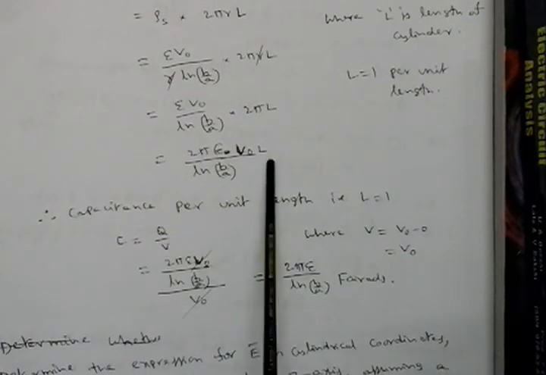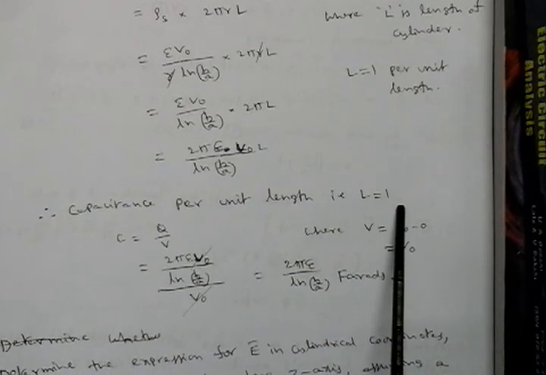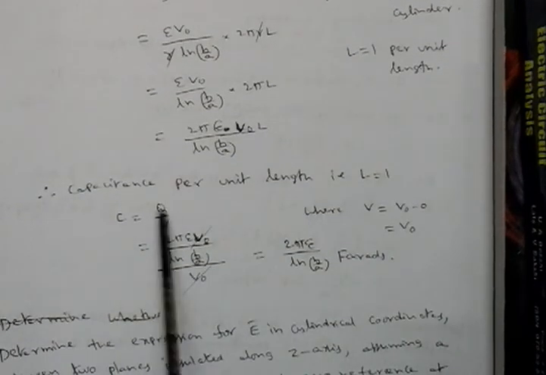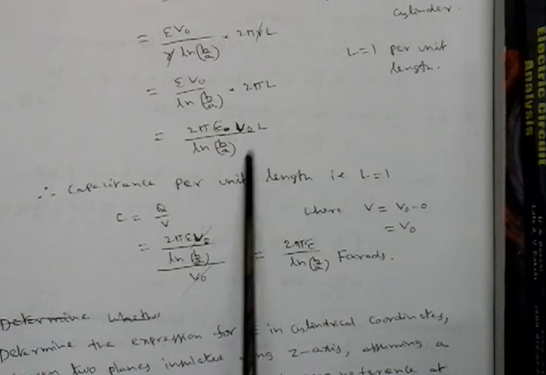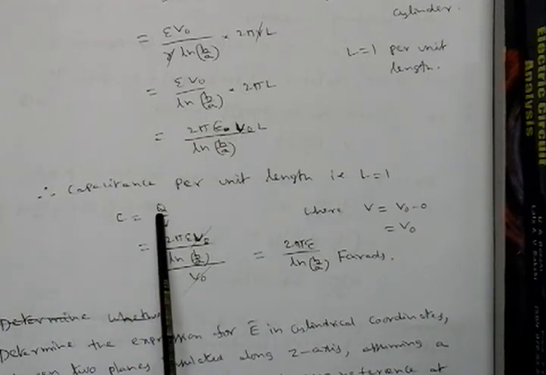Capacitance per unit length means we bring L to this side, Q by L. Let L be equal to 1 meter, however you want, we can write. So finally C is equal to Q by V. So Q is equal to this, in this L is equal to 1. Otherwise Q by L, that is called per unit length.